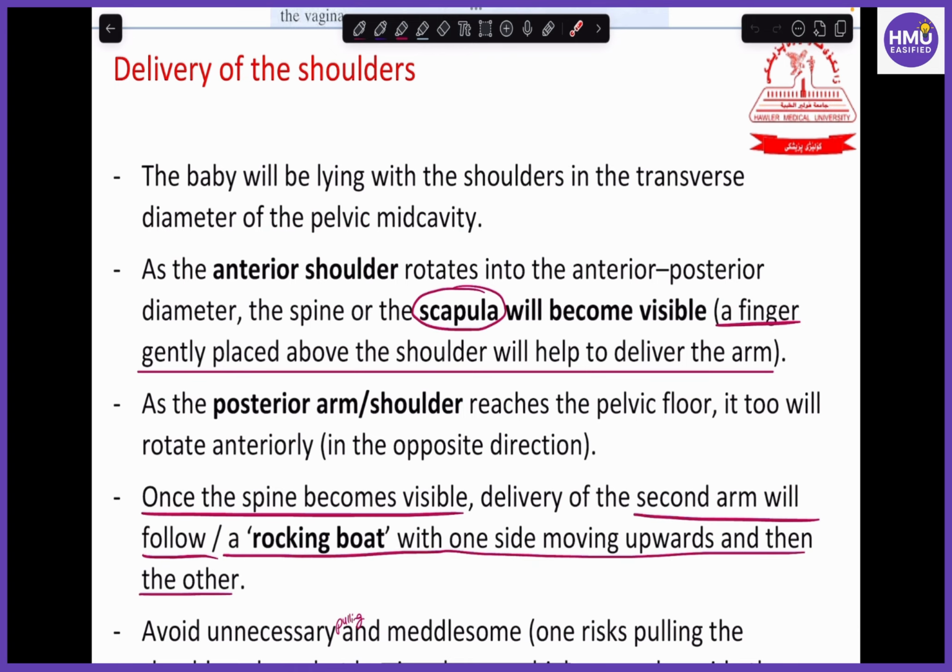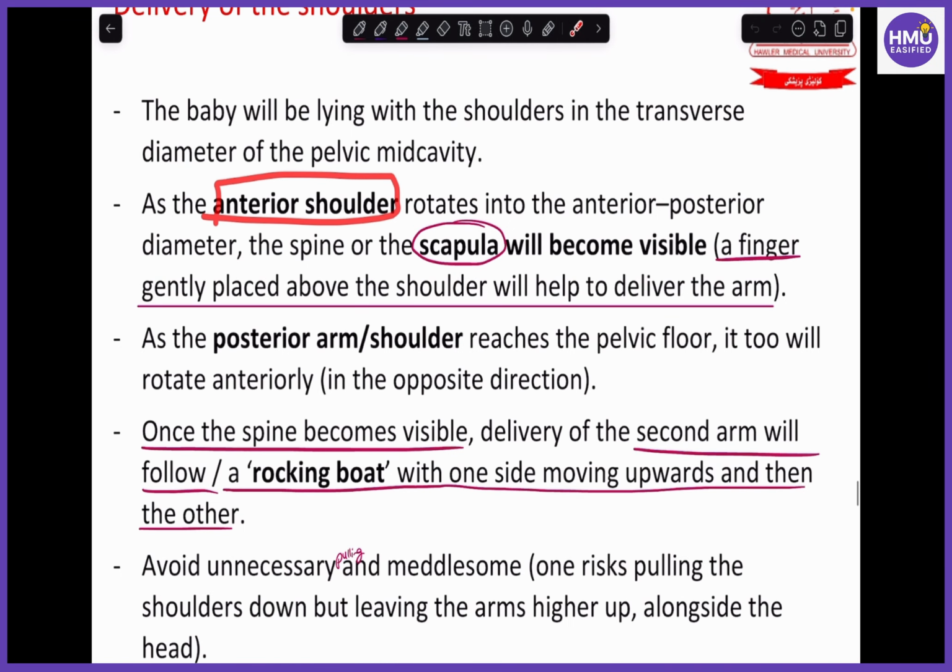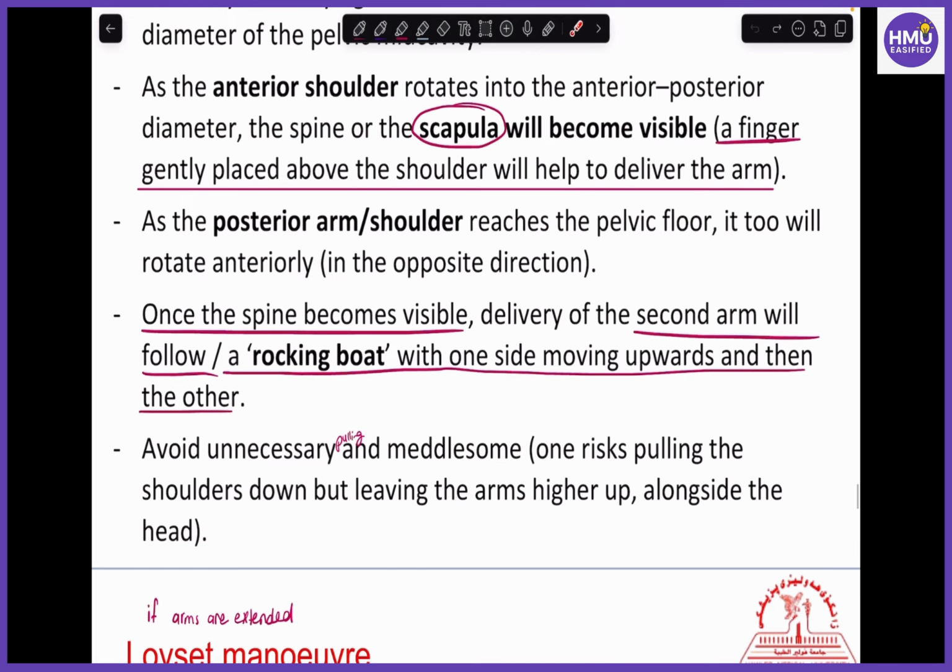Then we have delivery of the shoulders. In the delivery of the shoulders, the baby will be lying with the shoulders in the transverse diameter of the pelvic mid cavity. As the anterior shoulder rotates into the anterior-posterior diameter, the scapula will become visible. A finger gently placed above the shoulder will help to deliver the arm. Then there will be spontaneous rotation and delivery of the posterior arm.